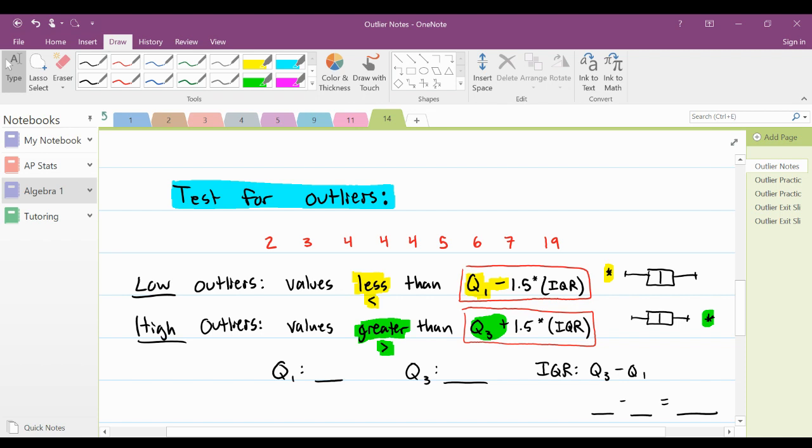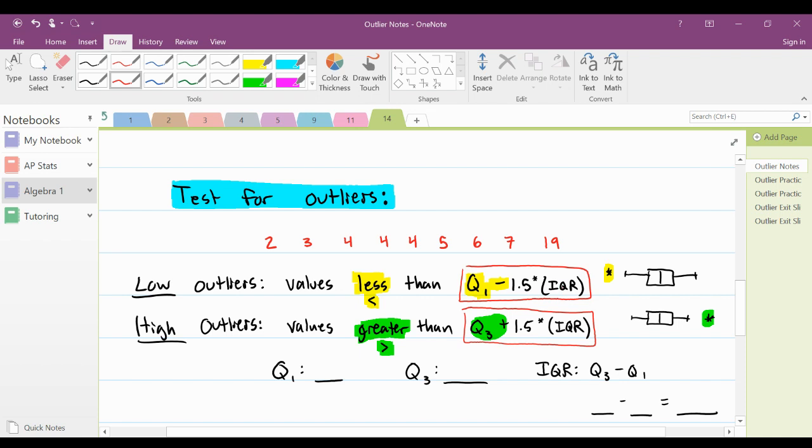There are things known as low outliers and high outliers. Low outliers are numbers that are way smaller than the rest of the data set. High outliers are numbers that are way bigger than the rest of the data set. How we find these uses the same measurement tool, but it looks a little bit different. To find low outliers, they are all the values less than the Q1 value, which we know how to find, minus 1.5 times the IQR.